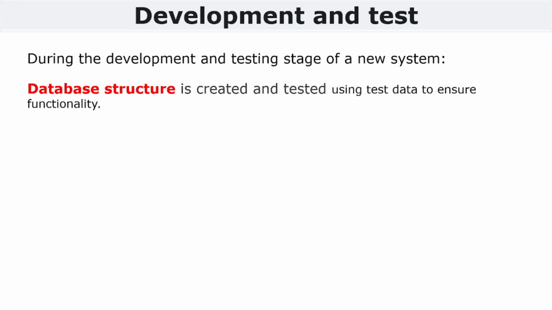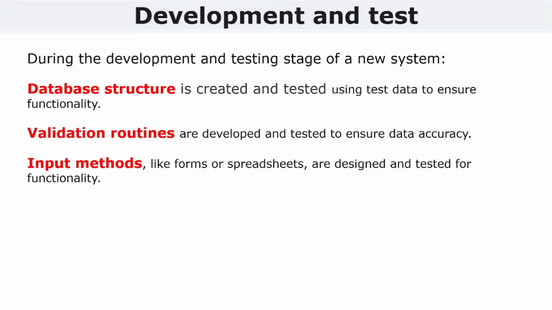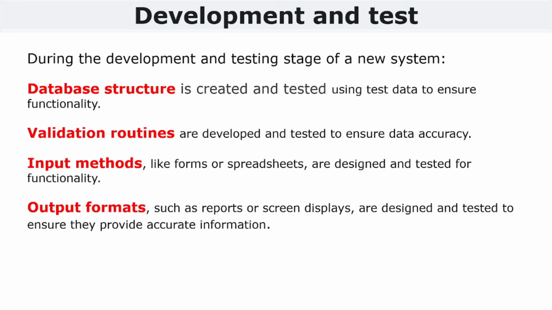During the development stage, you need to consider these key things as well. You need to look at the database structure, and then you look at the validation routines that we've mentioned already. And then you look at the input methods. What are the forms or ways you want to capture data into the system? And then how do you want to test them? And then finally, you want to consider how the information you've captured into the system will be displayed.